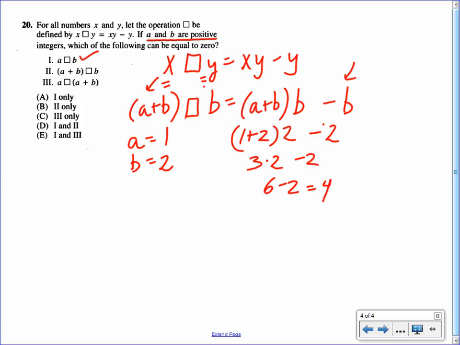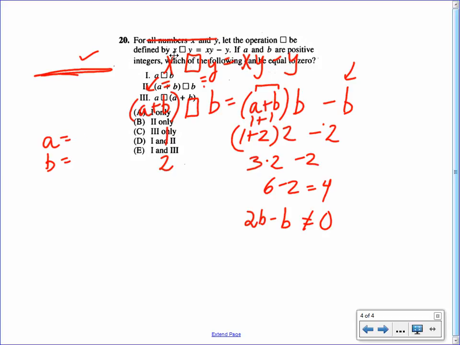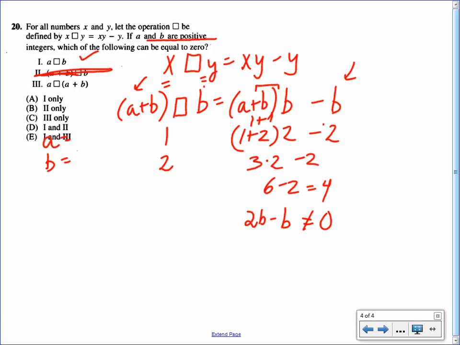So it's never going to equal 0 because this has to be a positive number, and it has to be, at the very minimum, 2 because it's addition. It would have to be 1 plus 1 since a and b have to be positive. So 2 times b can never give you 0 when b is subtracted from it. So 2b minus b will never be 0. So this one can't be possible. So now we just have to see if our last answer choice could work.